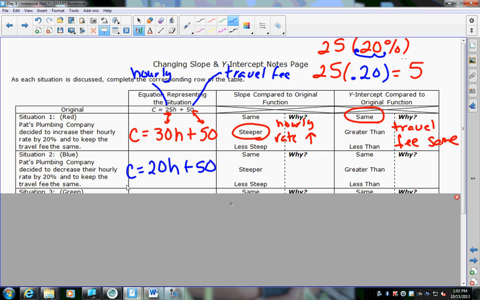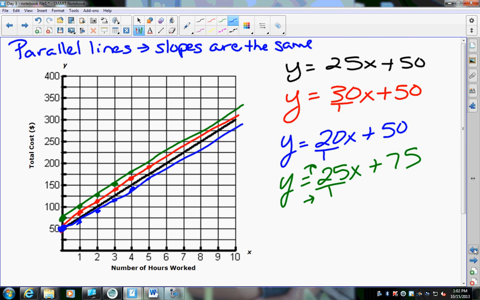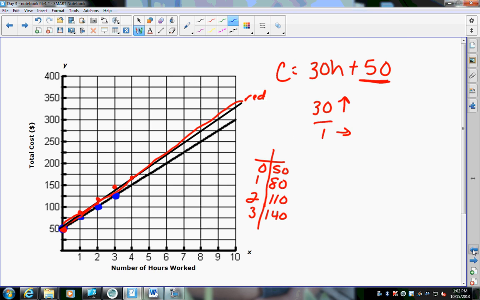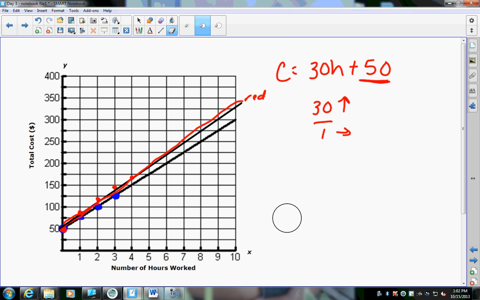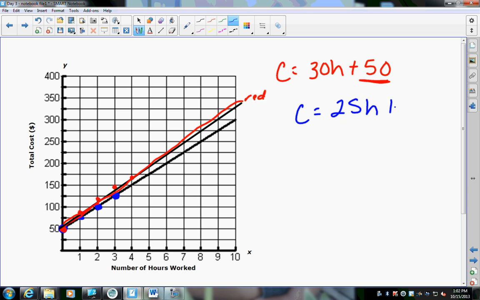Now we're going to go back and graph this one on the same graph. Let me erase some of this. So I have C equals 25H plus 50. I start at 50 again. This time it's 25 over 1. That means up 25 to the right 1. Now each one of these lines is 25.